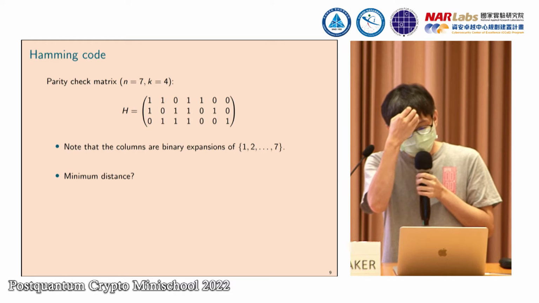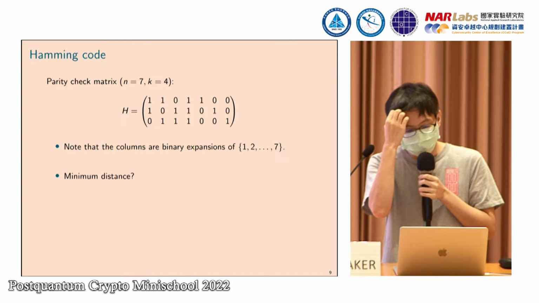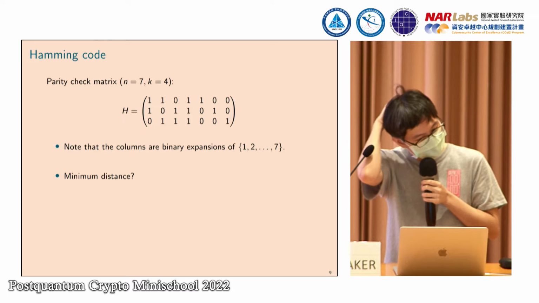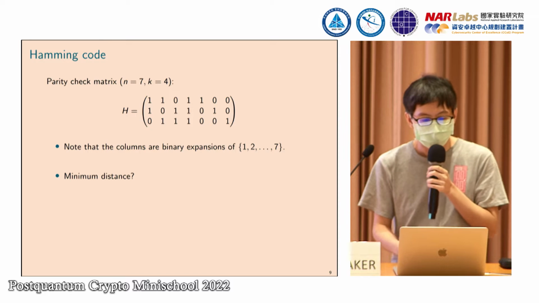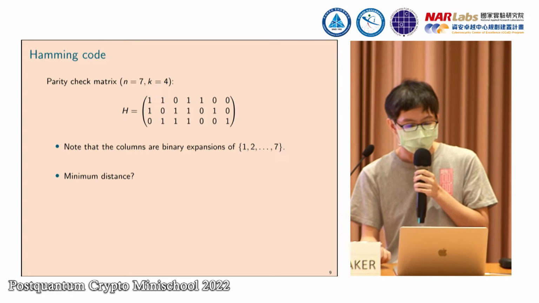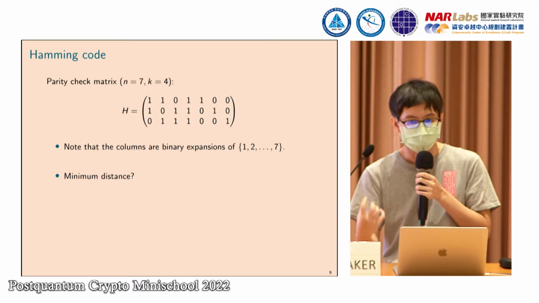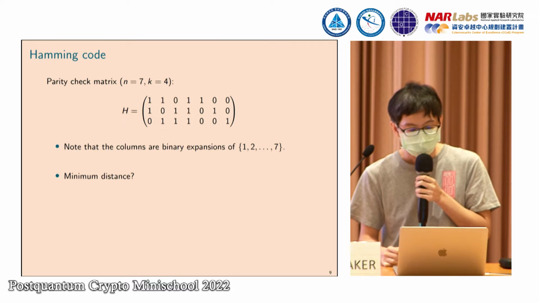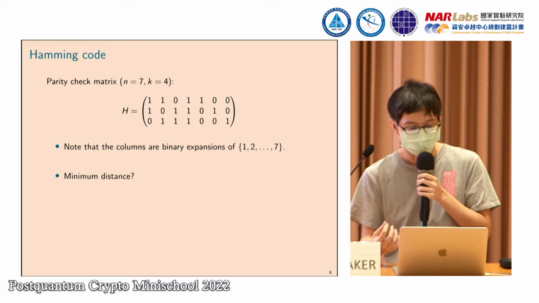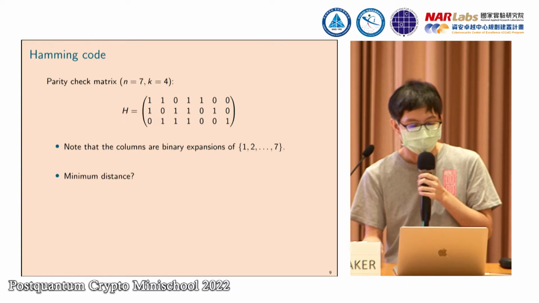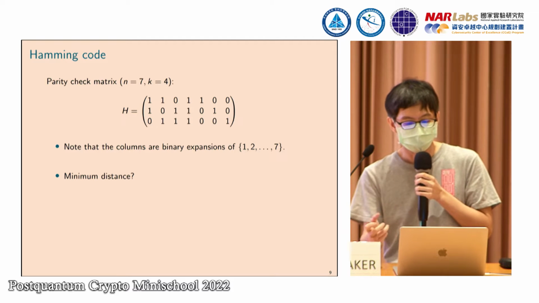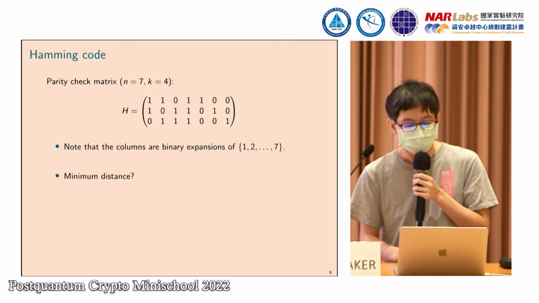Okay. Now we can take a look at another example. So here we're talking about Hamming codes. You can see that I have a parity check matrix, which is actually the same as my previous example. It's a parity check matrix for a length 7, dimension 4 code. And you can notice that the columns are just binary expansions of 1 to 7.